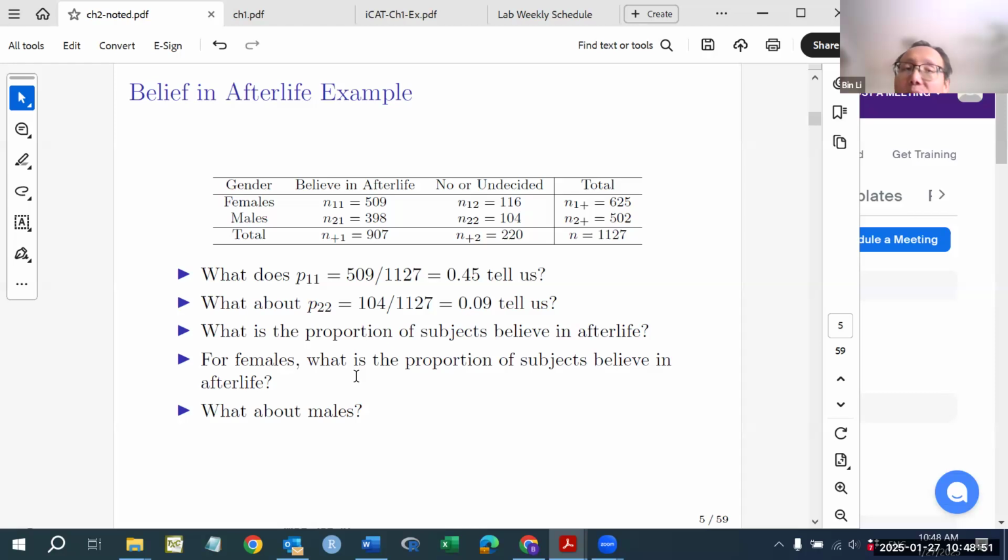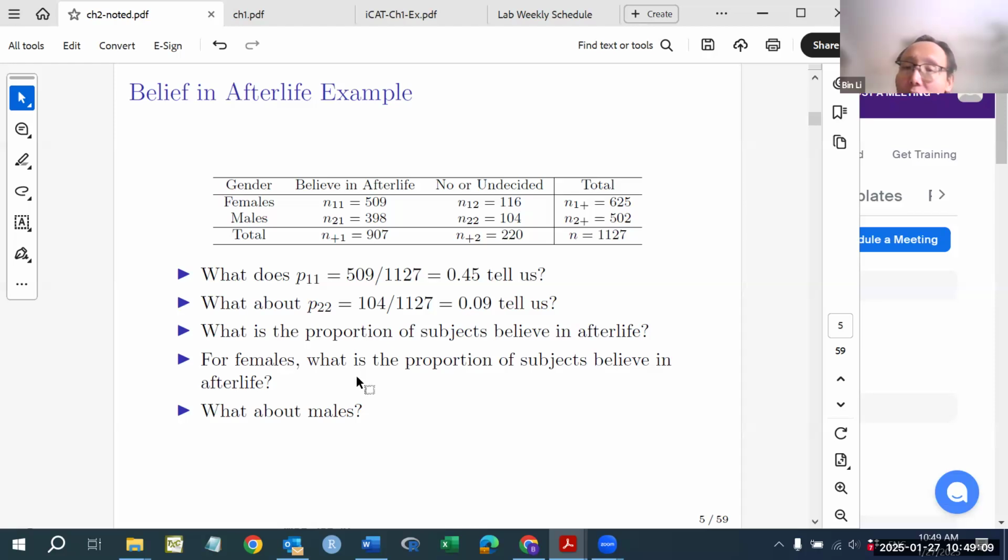So this one is the belief in afterlife example. We have the row variable as gender, and the column variable is belief in afterlife or not.